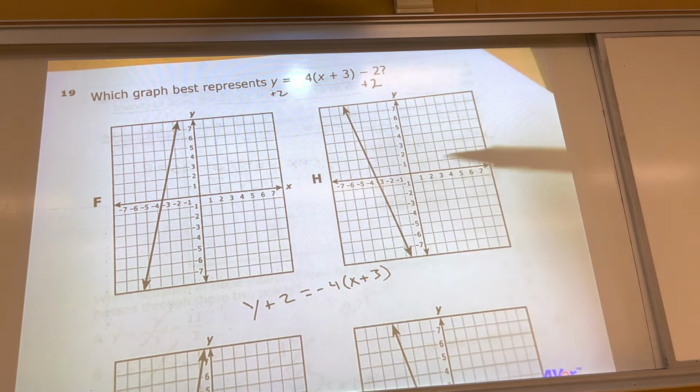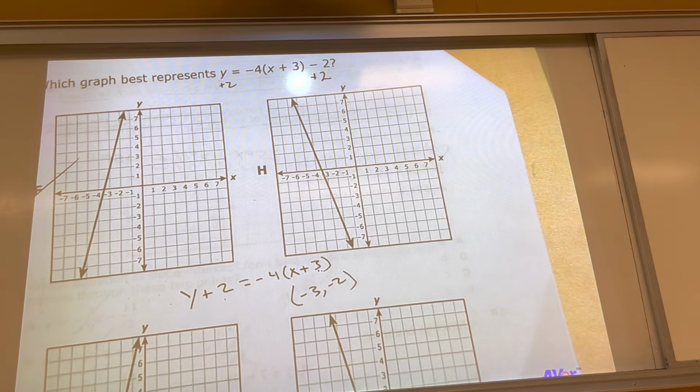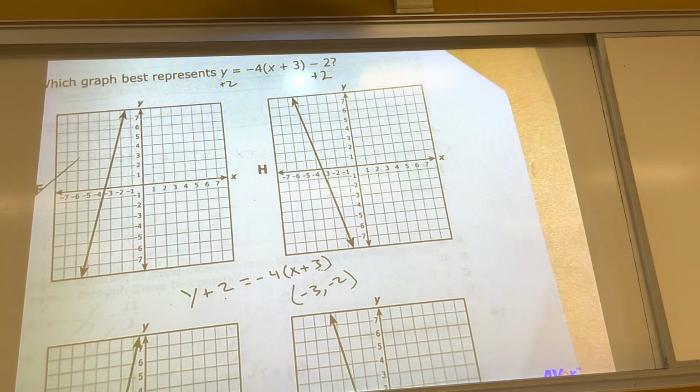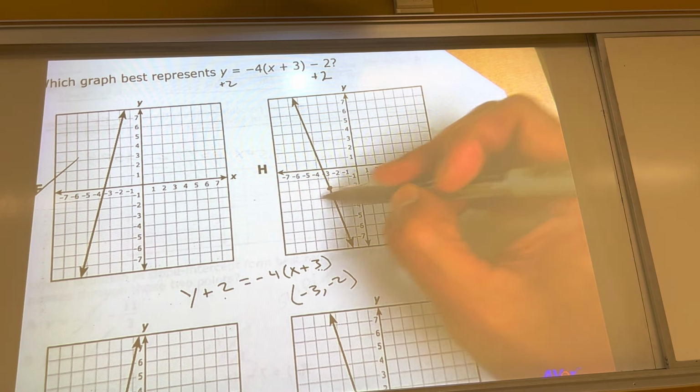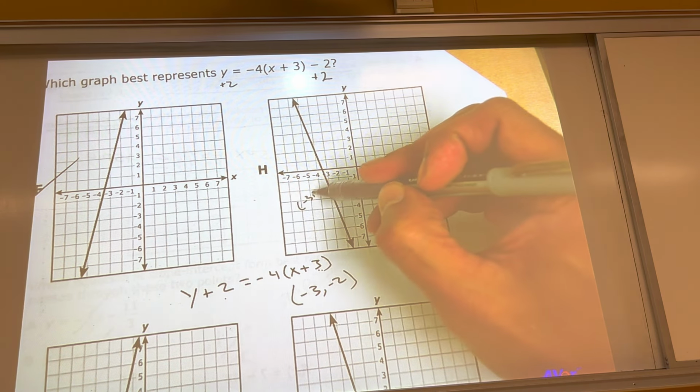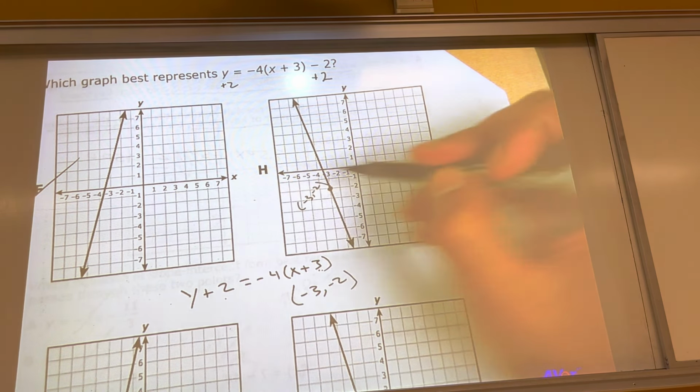And the question is, my ordered pair in point-slope form would be this. It's the opposite, remember, point-slope. This is -3, -2, because it's point-slope form. Which one of these has -3, -2 on the line? -3, -2 is right here. So it's H. Gotcha. See? Okay?